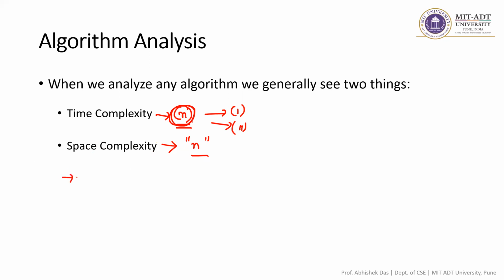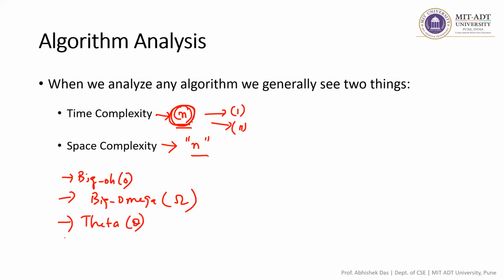The first notation is the big O. The second notation is big omega. The third notation is the theta notation. The fourth notation is little o, and the fifth notation is little omega, and they are represented with the help of these symbols. I will come to these asymptotic notations later on.